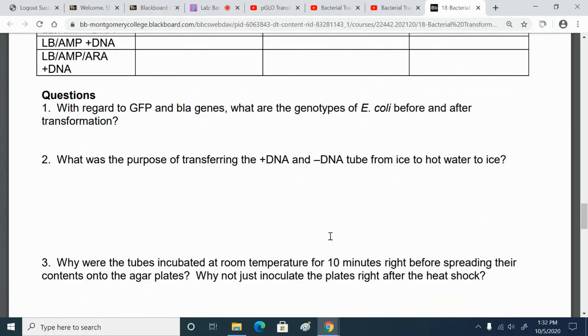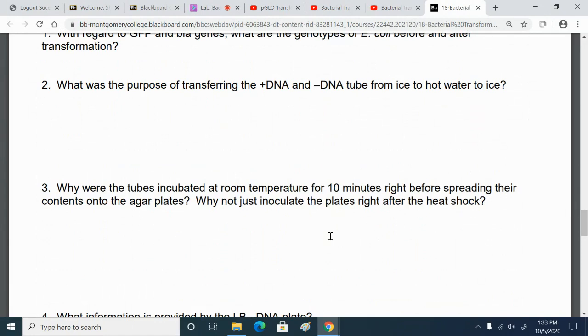So number 3, after we heat shocked them and then we cooled the tubes down, we let them set at room temperature. We added some nutrient broth and then waited 10 minutes before we spread samples onto the agar plates. And the question is, why did we do it that way? If we know that transformation occurs after the heat shock, why not just immediately spread the samples on the agar plates? But instead, we gave them some food and time before we spread them on the agar plates. So why did we do it that way?